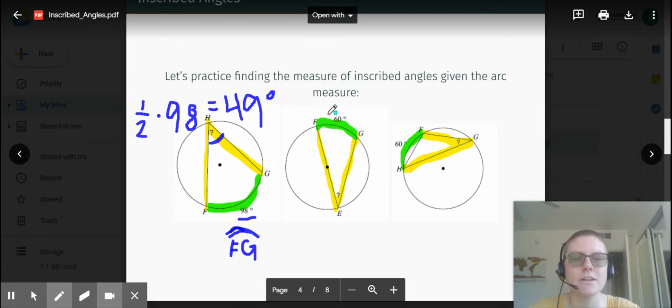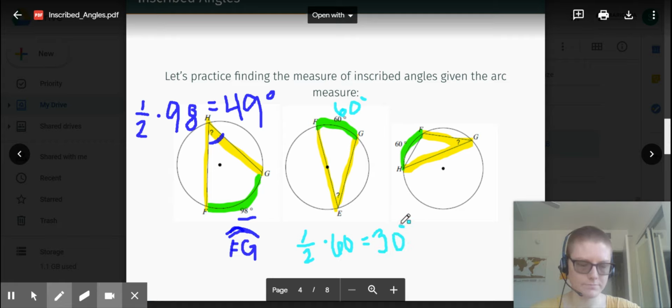So this next one, FG again, is 60 degrees. Which means that angle FEG must be half as much. Half of 60 equals 30 degrees for that angle, right? Really bad arrow, but you get the point, right?